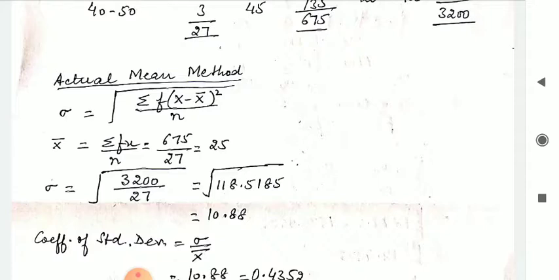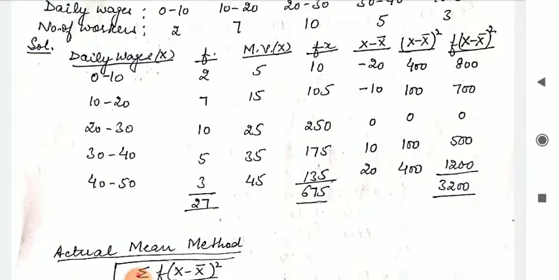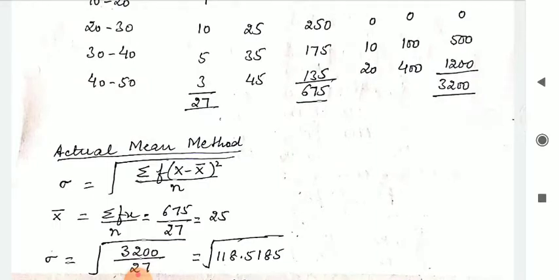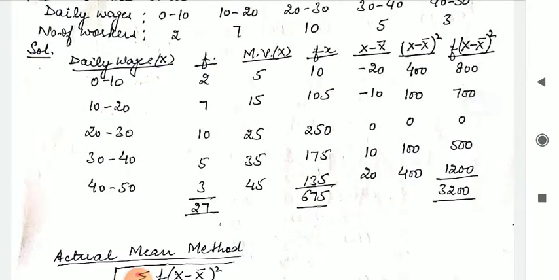Now we go back to the formula of standard deviation. Now in this formula we would be needing x minus x bar. So our next column would be x minus x bar and it now comes out to be minus 20, minus 10, 0, 10 and 20. After that, according to the formula, we need x minus x bar whole square. So we would be making the next column, x minus x bar whole square. This comes out to be 400, 100, 0, 100 and 400.